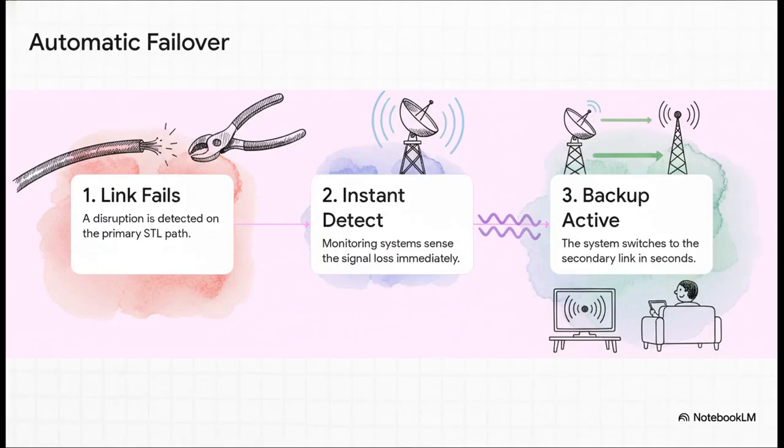The answer is redundancy and automatic failover. So picture this. Your main link, maybe a fiber line, gets cut by a construction crew. The system instantly detects that signal loss. And without skipping a beat, it flips over to the backup link. Maybe it's a microwave shot. This happens in seconds. And the best part?